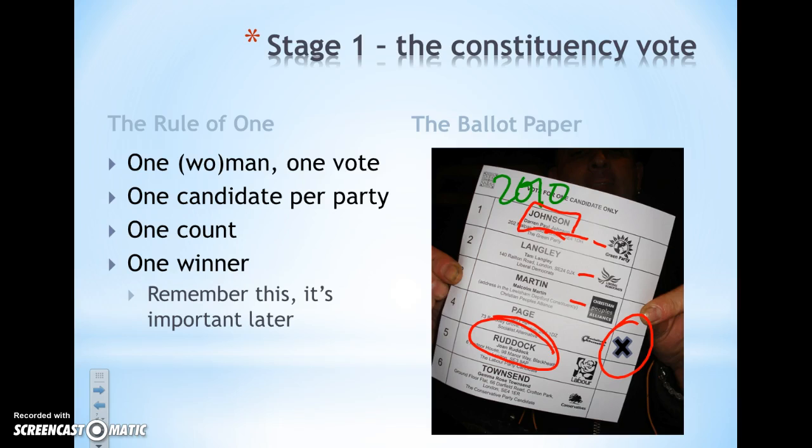Now, all of that may sound incredibly obvious, but trust me, when we come to look at alternative systems, this will look simple in the extreme. So, one man, one vote, one candidate per party, one overall count, and one winner. And there are systems that play merry hell with all of those, and we'll look at those over the next few weeks. Won't be able to get into them in this particular presentation.